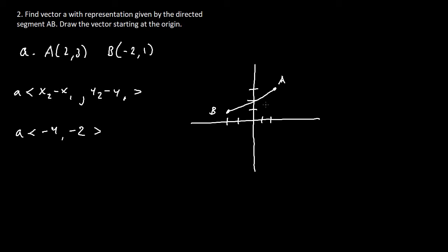And you can also double check that in the graph, because notice we go to the right 1, 2, 3, 4, and then we go down negative 2. Or we go to the left negative 4 and we go down negative 2. So that matches the components of vector A.